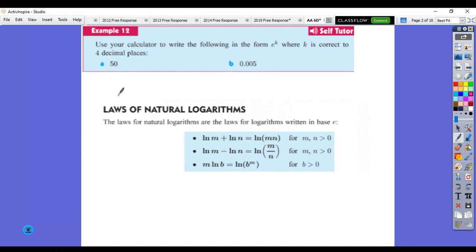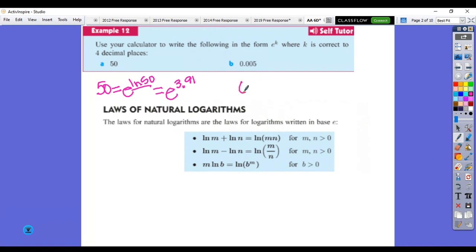All right, so this is that goofy thing again. We take 50 equals e to the ln 50. And if you take e to the ln 50, you keep the e, type ln 50 in your calculator, and it's 3.91.